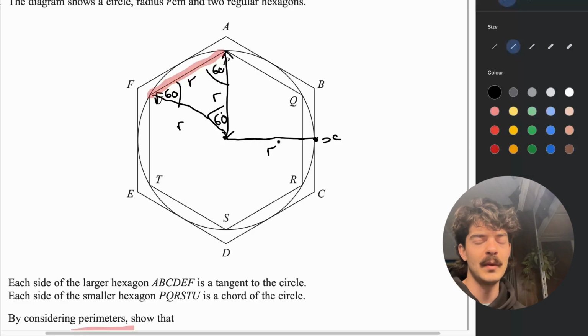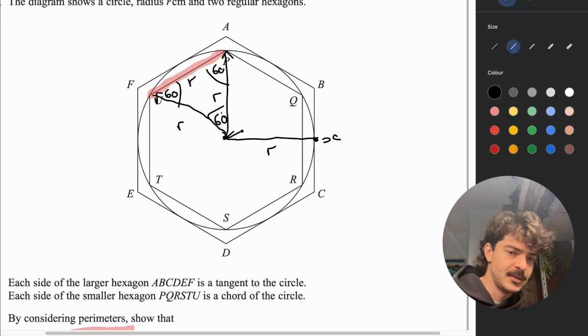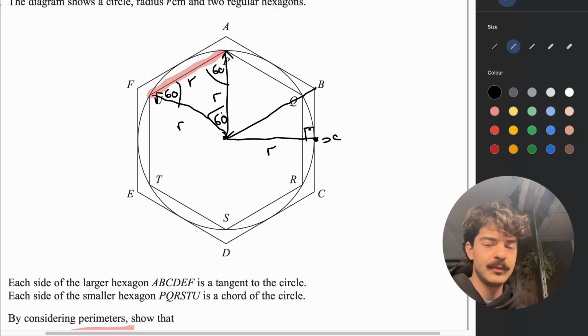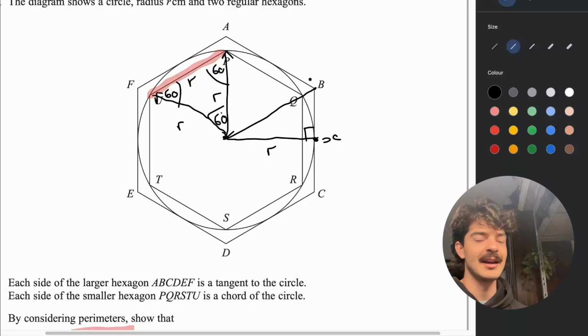But what now? What can we do to find this length? Well, if we were to draw another line, we've now got a right-angled triangle. We know the bottom is r. We don't quite know the length of the hypotenuse. Remember, from the origin, the midpoint here to Q, that would be length r, but we've got this extra little bit of space to the outside.